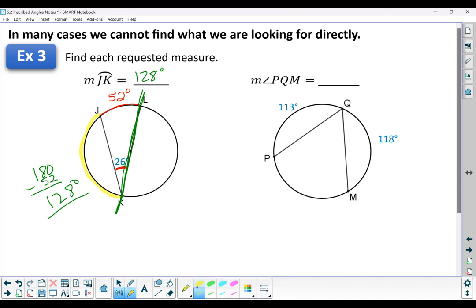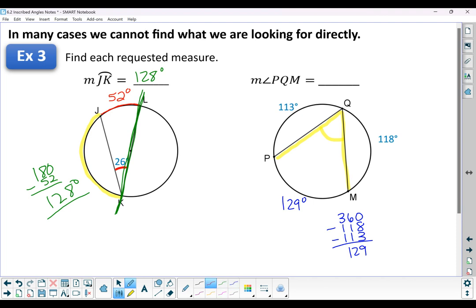On this example, it asks us for the angle from P to Q to M. So this angle right here. Well, we don't know that arc directly at first, but we know we have a 113-degree arc from Q to P and a 118-degree arc from Q to M. So if we do a little bit of subtraction, we know a whole circle is 360, and we can subtract the two known arcs, minus 113, and we get 129. So this is 129 degrees.